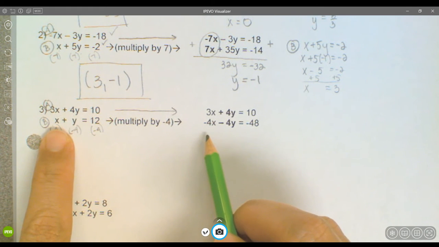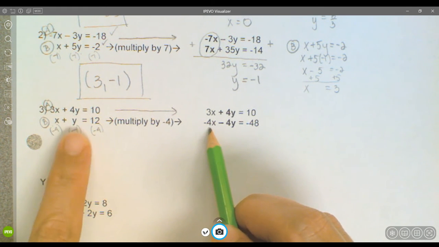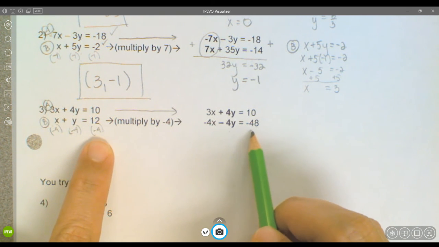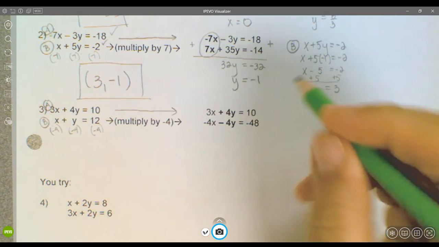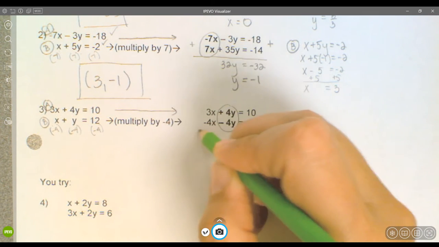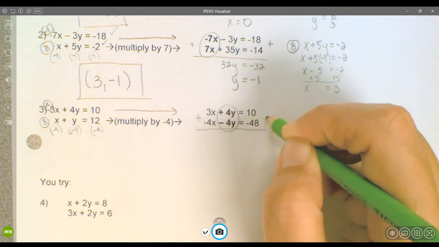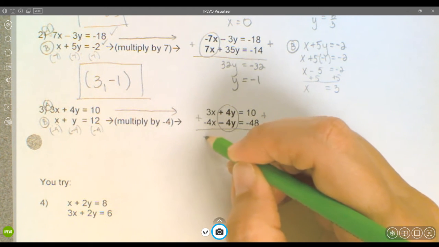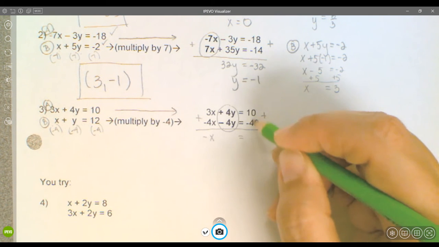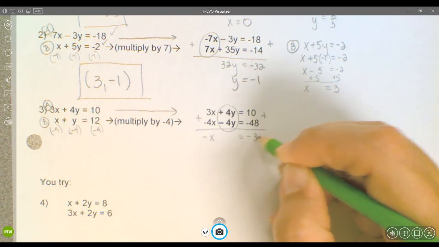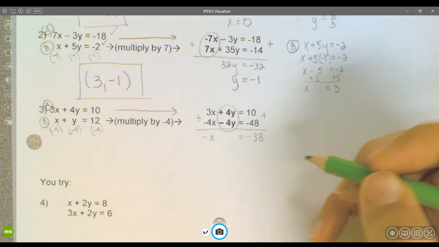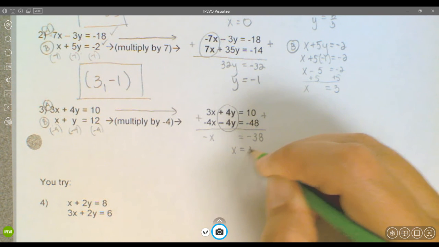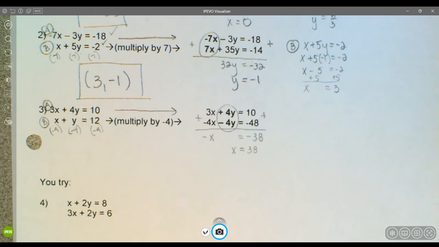My bottom equation, x times negative 4 is negative 4x. Y times negative 4 is negative 4y. 12 times negative 4 is negative 48. And I see my opposites, so I want to add these equations to eliminate the y. When I add 3x plus negative 4x, I get negative 1x. 10 plus negative 48 is negative 38. Now, if negative x equals negative 38, then positive x will equal positive 38.